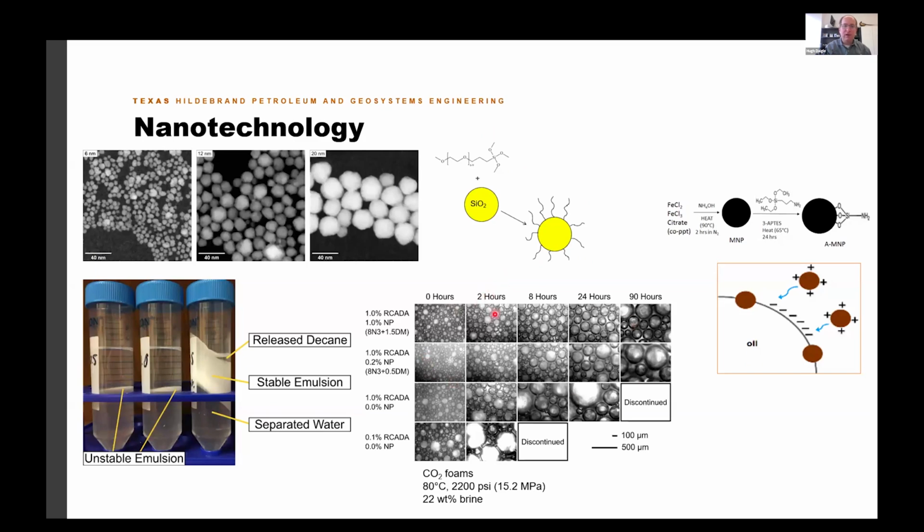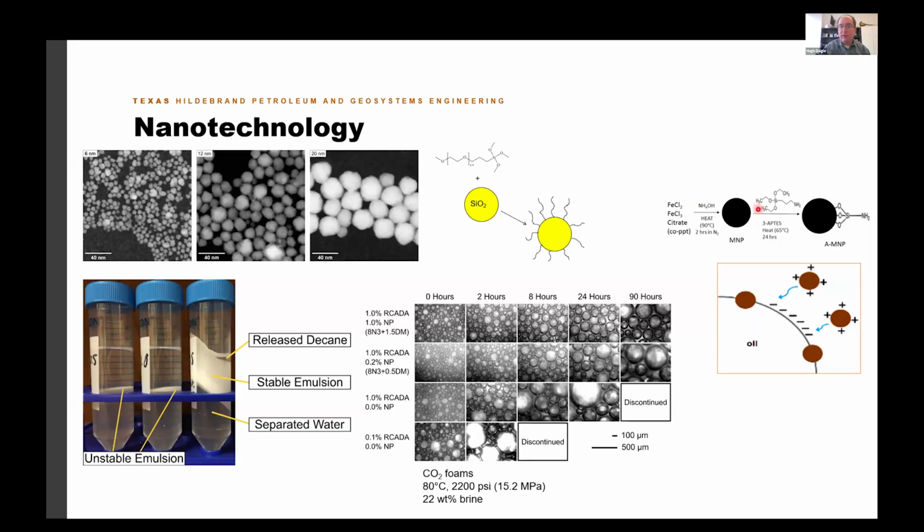We've worked on stabilizing foams. So these are CO2 foams at high pressure, high temperature, high salinity, using different types of surface coating. I think in this case, we were using a tertiary amine surface coating. So a lot of really cool stuff we can do. This has applications for enhanced oil recovery, but also for carbon storage. If you inject the carbon dioxide as a foam, you actually get much better utilization of the pore space than you do otherwise.